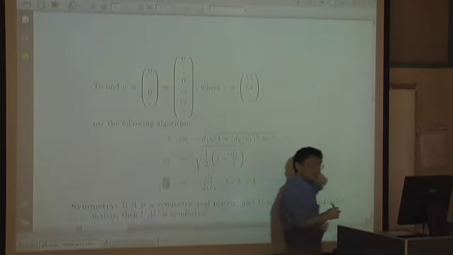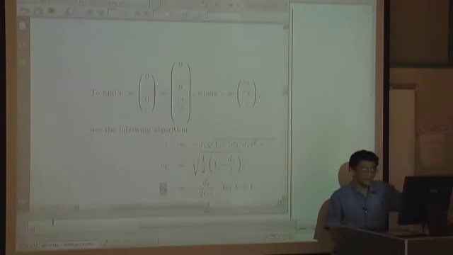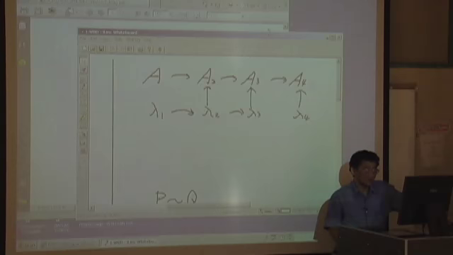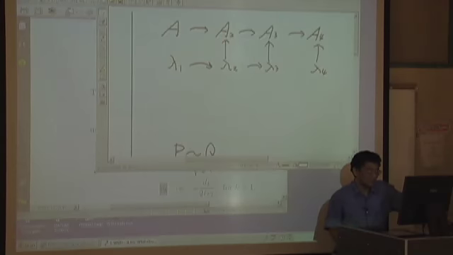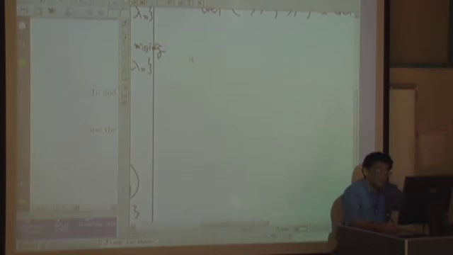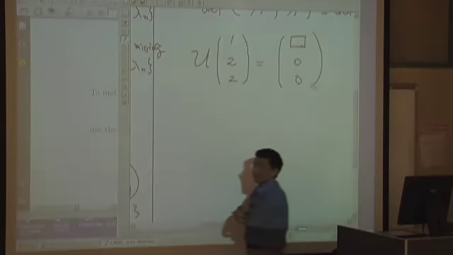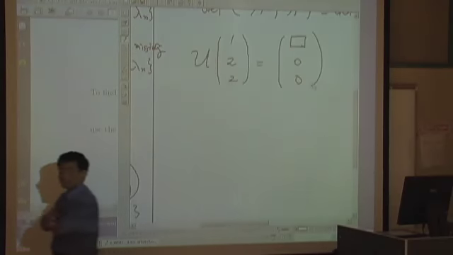And now it's time to use an actual example. Last time you picked something, but I felt it's a little bit awkward to use yours. So I decided to use something that could be handled nicely. So assume that you have this situation. You want to find the matrix U such that U times (1, 2, 2) equals some non-zero number, and then 0, 0. So you want to find the matrix U, which is very nice, satisfying this condition.